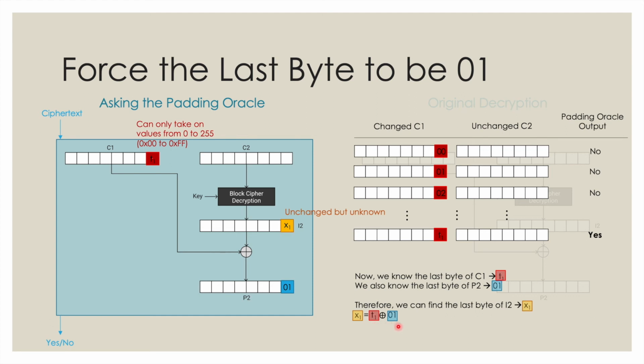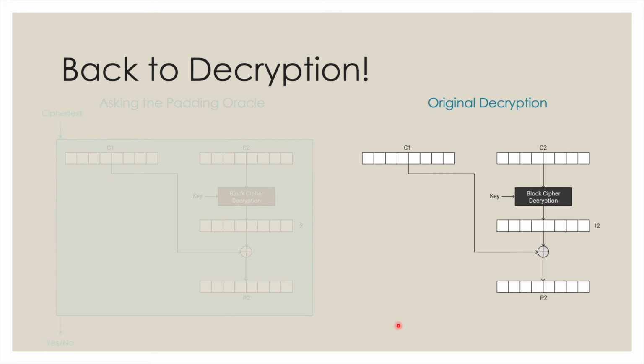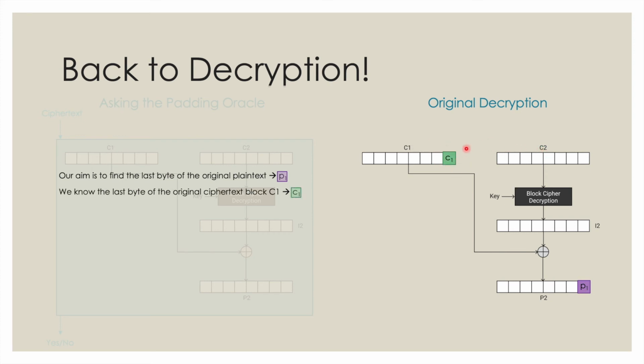Now, let's swap back to our original scenario where we didn't change the ciphertext. Our aim is to find the last byte of the original plaintext, the one indicated in purple right over here. We have our hands on all of the ciphertext blocks, so that means we know the last byte of the original ciphertext block C1. On the previous slide, we also found the last byte of the intermediate state I2, and this particular last byte will be X1.